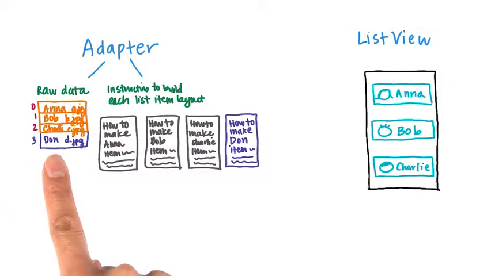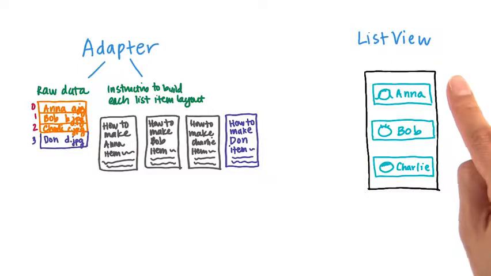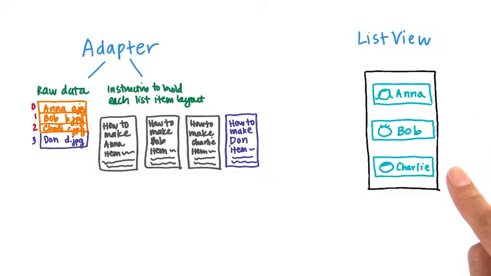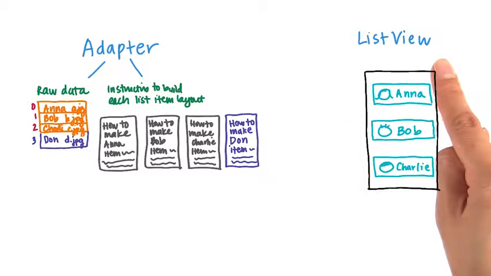Let's say, for example, there's a fourth contact named Dawn. The adapter knows how to create a list item layout for Dawn. But now the list view is outdated because it only has 3 items. Somehow, we need the adapter to notify the list view that things have changed.